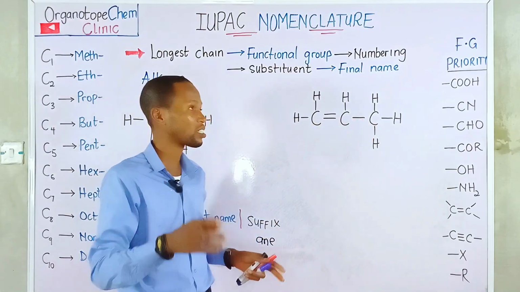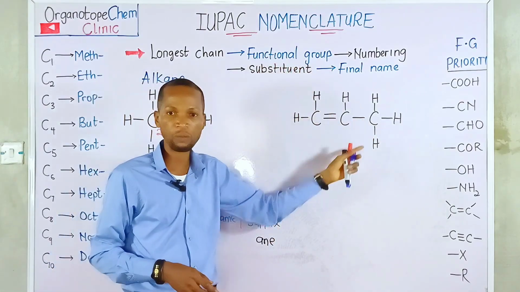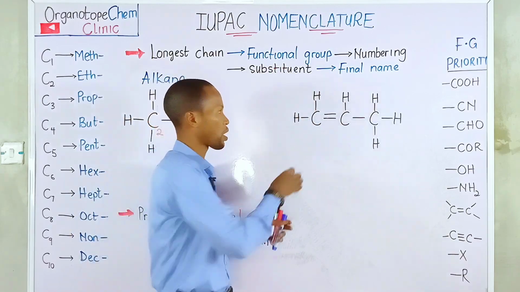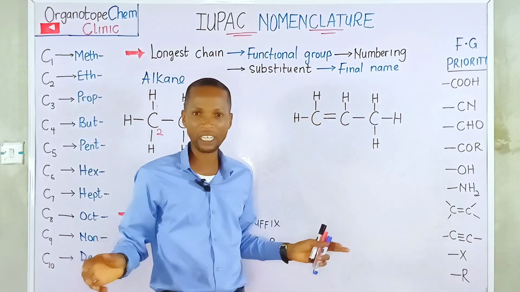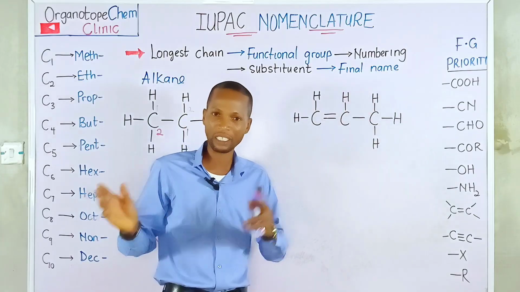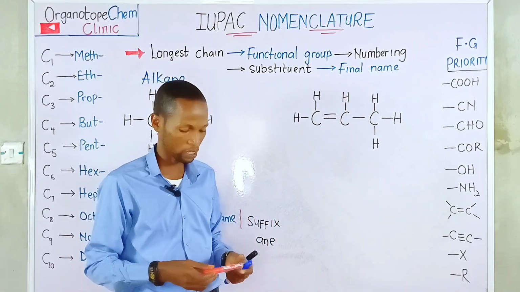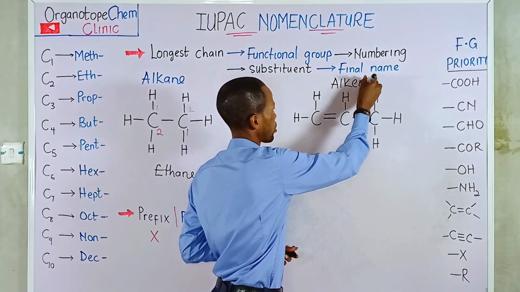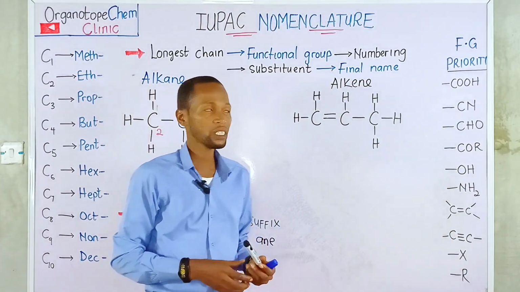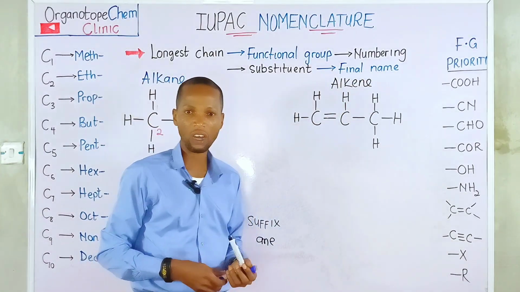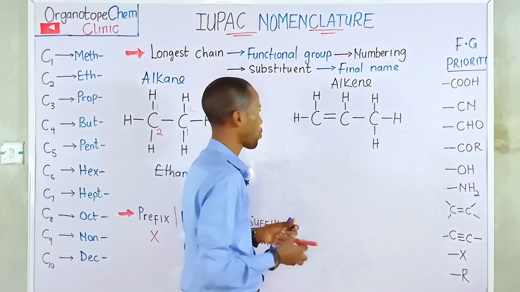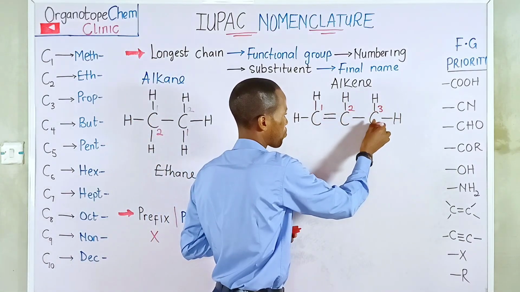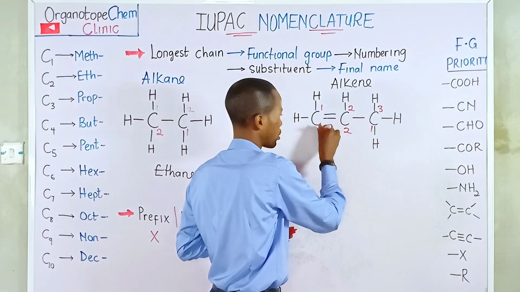Okay, then we have to consider the functional group in the molecule. Now can we check the functional group in this molecule? We have a double bond, which indicates that this compound is a member of the alkene homologous series. So we have the alkene. Okay, now can we number the carbon atoms in the longest chain? We have the forward numbering 1, 2, 3, and we have the backward numbering 1, 2, 3.